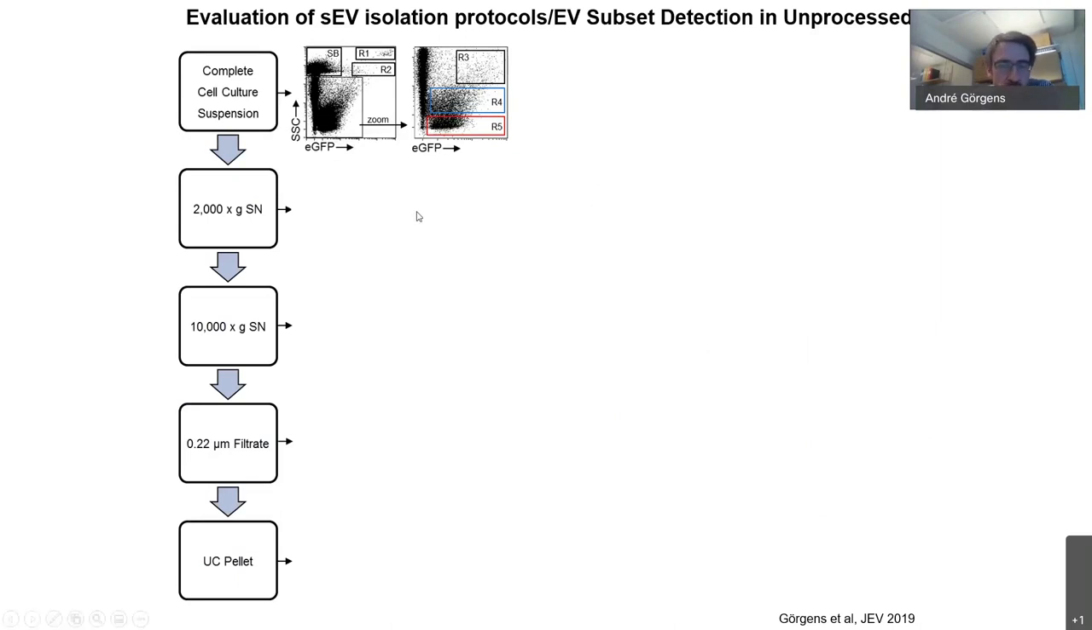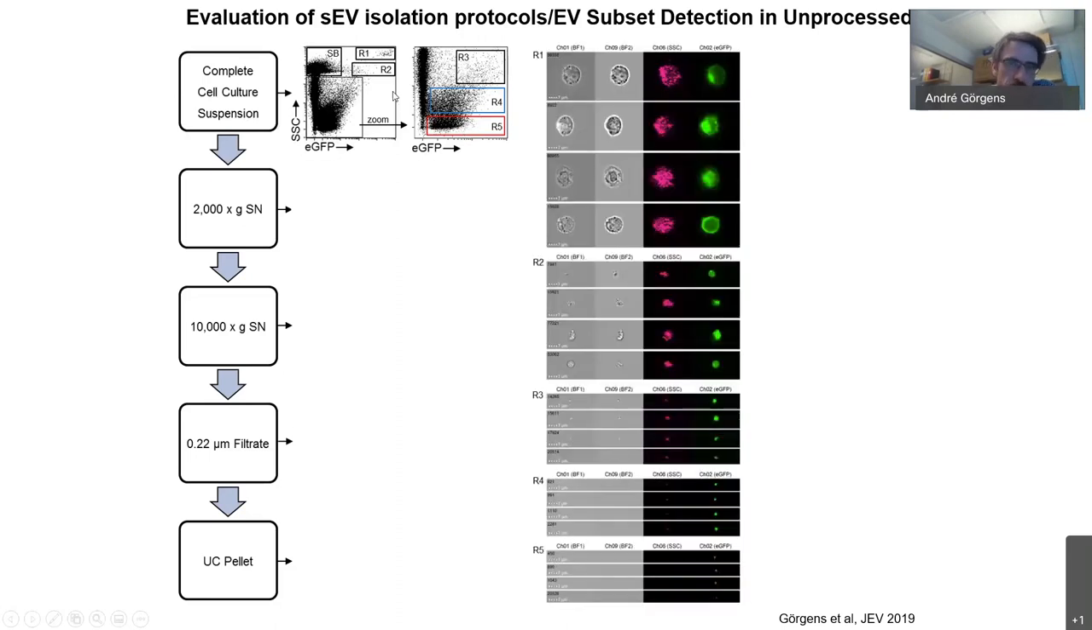So for those GFP positive EVs, again, if we take the whole culture, which are THP1 suspension cells, you can see that you get a whole bunch of GFP positive events that are scatter low to scatter intermediate, let's say. If you then look at the images of those gates that I drew here, you see that in this gate R1 on top, there are cells. Below that, it looks like membrane fragments to some extent. Maybe these are apoptotic bodies.